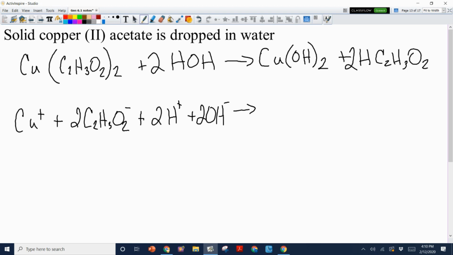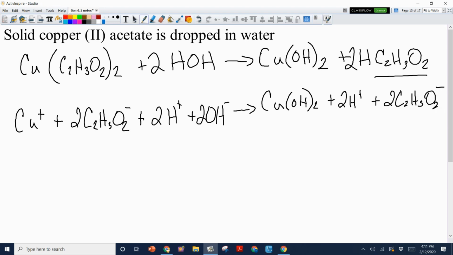copper hydroxide. All right, so again, hydroxides are insoluble except with alkali metals. Copper is not an alkali metal. Plus NH4, Ca, Sr, and Ba. So those aren't any of those. So copper hydroxide is insoluble. So I'm going to leave it together. Plus, here we have the acetate ion, which is always soluble. So I have 2 hydrogen ions plus 2 acetate ions. Like that. Okay? All right.